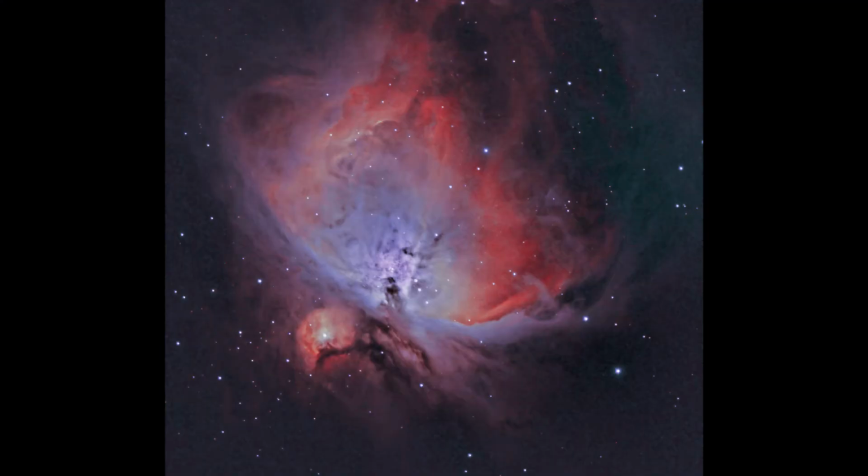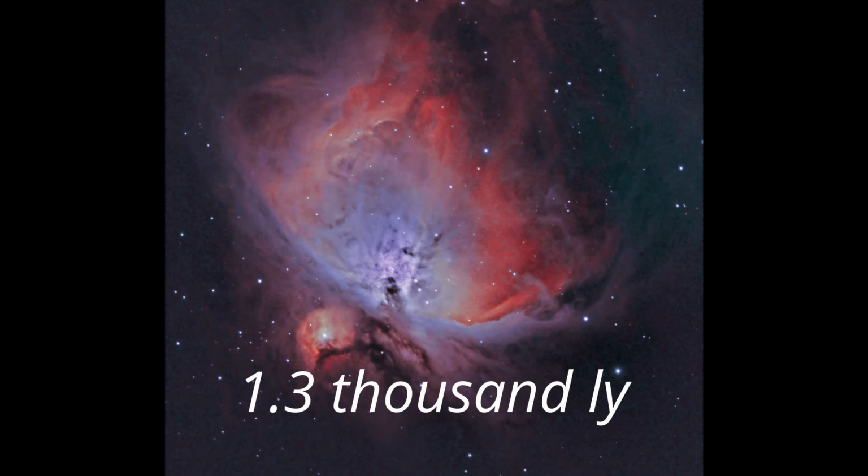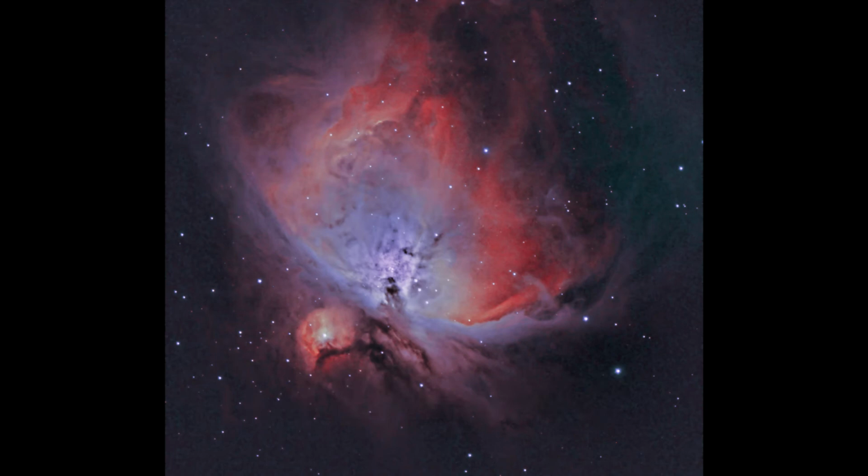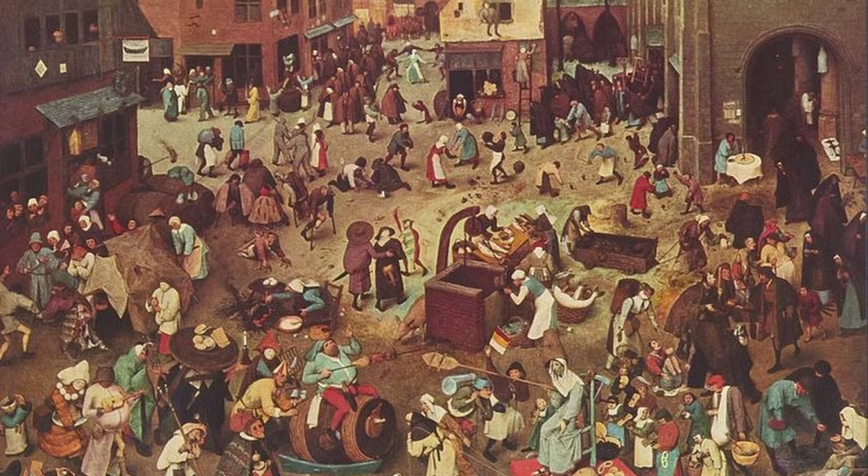Finally, another very popular target, the Great Nebula in Orion, otherwise known as Messier 42. It's readily visible with the naked eye, and light left there around 1.3 thousand years ago. So that means that the light hitting your camera or your eye left that object around the medieval times, or Dark Ages as they were referred to in Europe.